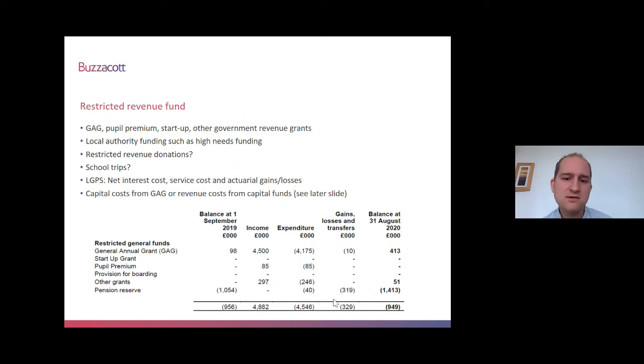Let's work it through column by column. In the first column, we've got the balance at 1st of September 2019. Well, that's easy because it was in last year's signed financial statements, so we've got that starting point from last year. The income is normally relatively straightforward. These categories of income, whether it's GAG or pupil premium, should just come from your trial balance. You should have these as separate nominal codes to separate off these items of income. So it should be a relatively easy process to map that straight from what's on the trial balance.